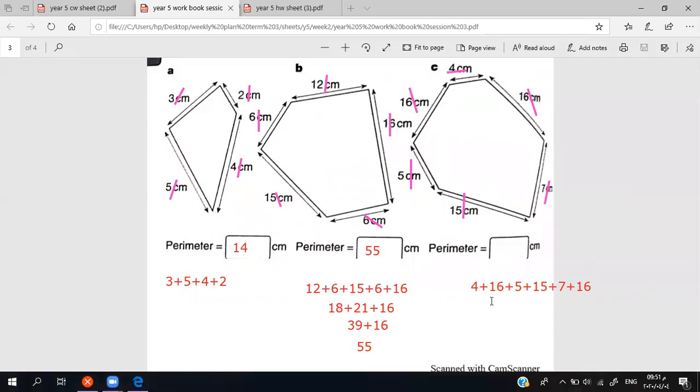Now let's add. 4 and 16 is a 20, plus 5 is 25, plus 15 is a 40, plus 7 is a 47. Now I have a 47 plus a 16. I'm going to add them. 6 plus 7 is going to give me a 13. So 3 and carry a 1. 1 and 1, 2. 2 and 4 is a 6. So it's a 63. Hope you got it right.